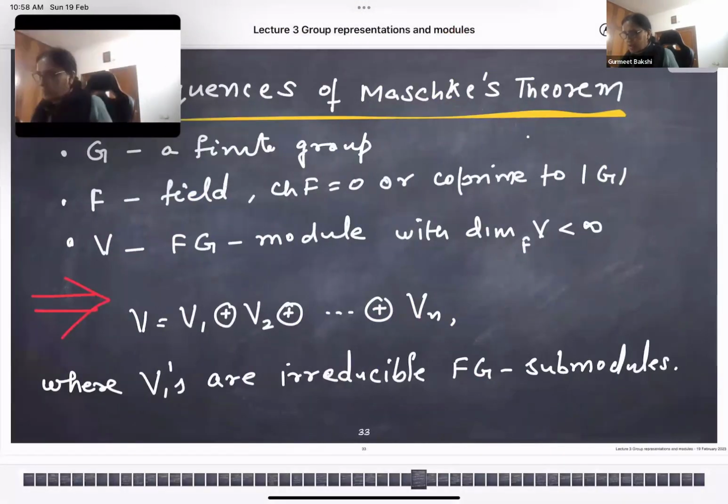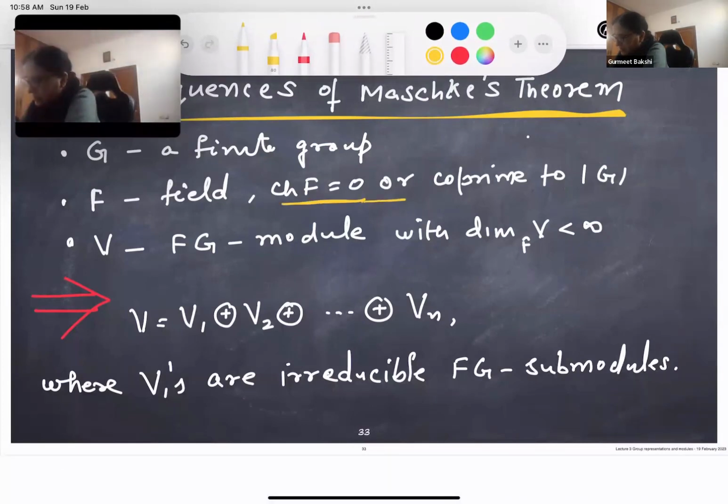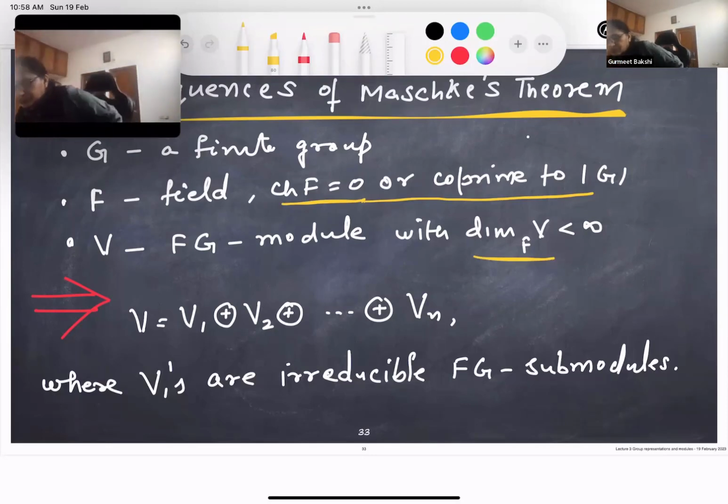Now, this is a consequence of Maschke's theorem: if G is a finite group and F is a field which is either characteristic 0 or coprime to the order of G, and V is an FG module, then V is a direct sum of irreducible FG modules. I have taken the dimension over F to be finite.